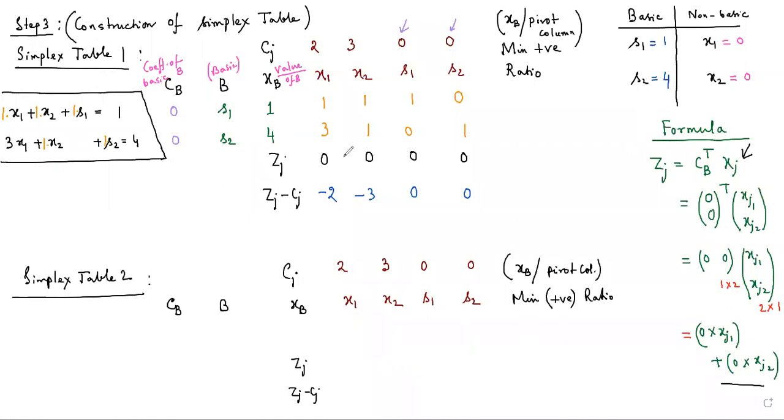So these are the values of ZJ: 0, 0, 0, 0, 0. And the corresponding values of CJ are 2, 3, 0, 0. If I want to calculate ZJ minus CJ for the first column, ZJ has the value 0 and CJ has the value 0, wait, CJ is 2. So ZJ minus CJ will be 0 minus 2, which is minus 2. For the second column, it is 0 minus 3, that is minus 3. For the third column, it is 0 minus 0, that is 0. For the fourth column, it is 0 minus 0, that is 0.